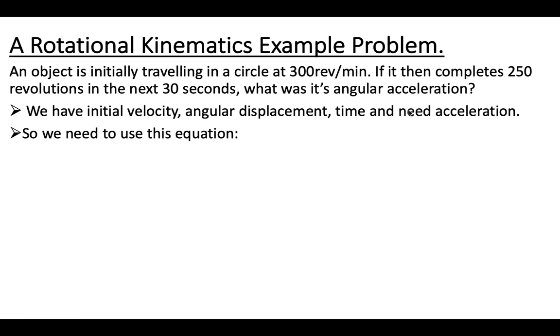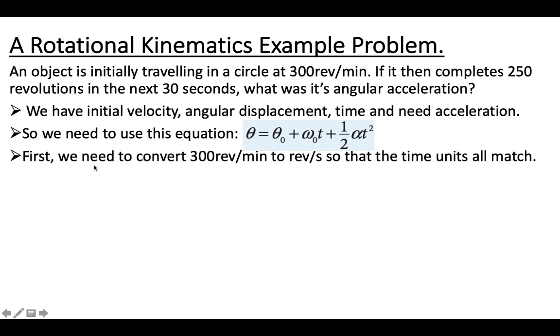So the equation that we need to use based on what we have and what we need is this one right here. Theta equals theta 0 plus omega 0 t plus 1/2 alpha t squared. It looks almost the same as it did before. It's a fancy alpha now. Okay, so the first thing we need to do is convert 300 revolutions per minute to revolutions per second, because they gave us the time in seconds, but they gave us the speed in revolutions per minute. I purposely used an example where we had to convert this. We need to change minutes to seconds so that all the units match. So we're going to do 300 divided by 60, and that gives us 5 revolutions per second.